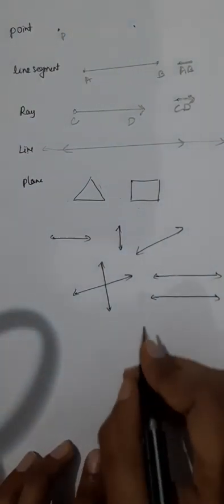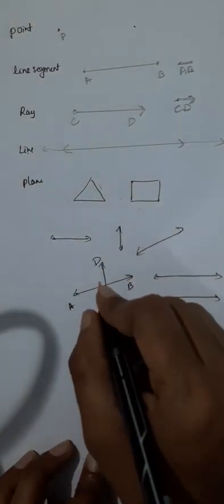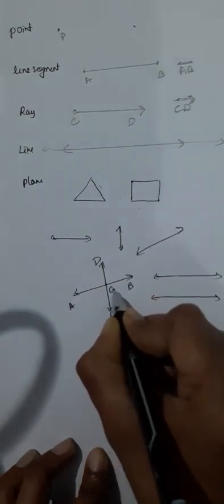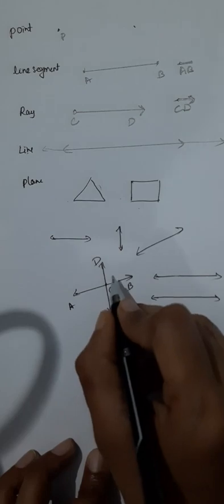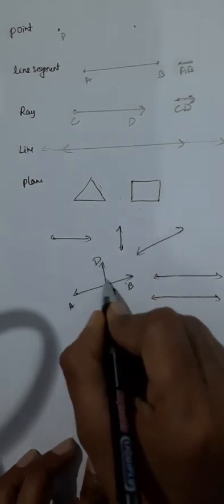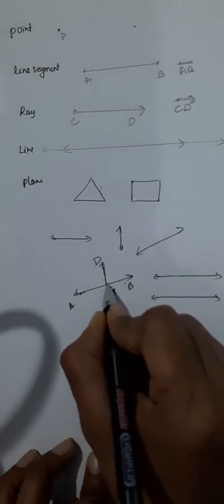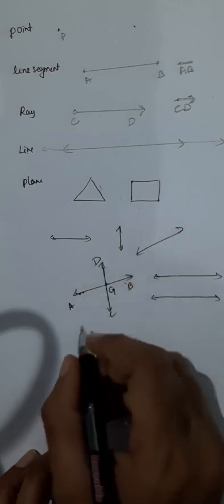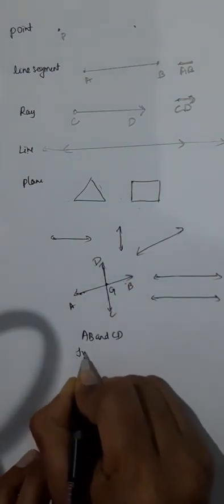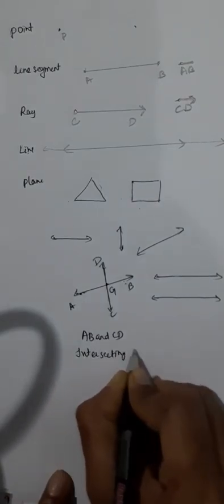So when you observe this AB and CD, consider this as line AB and CD, they meet at a point, say G. When two lines meet at a point, they are called intersecting lines. They intersect. They come over one or the other. We call these AB and CD intersecting lines.